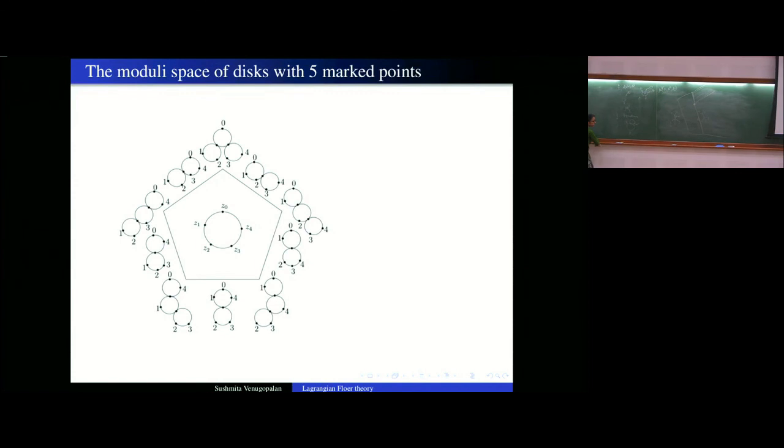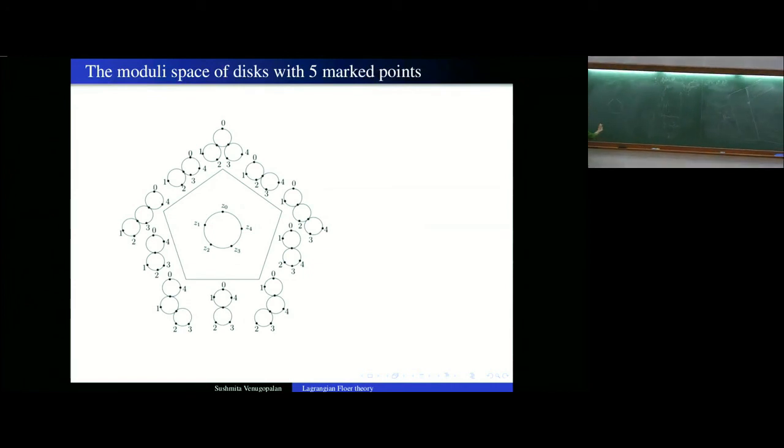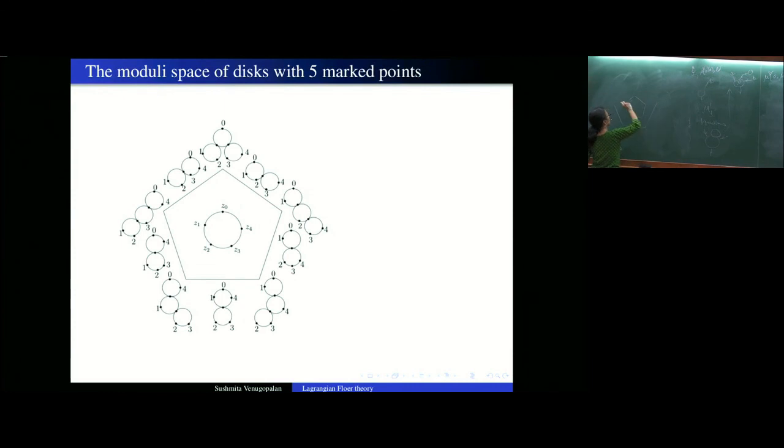Did something happen with the mic? So earlier the moduli space looked like this, but now I enlarge the moduli space to account for these lengths of disks, and it looks like this.